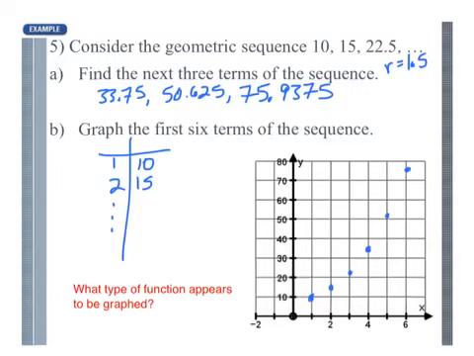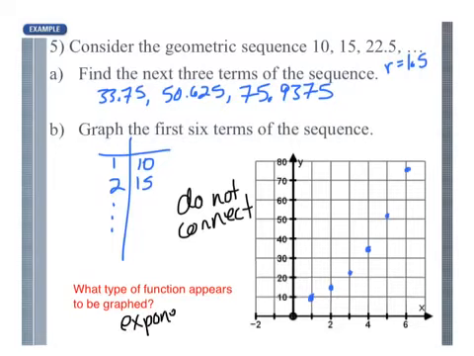Once again, do not connect the dots. This is not a continuous function. This is just a list of numbers. What type of function appears to be graphed here? An exponential function. Holy smokes, there must be some sort of a connection between exponential functions and geometric sequences.